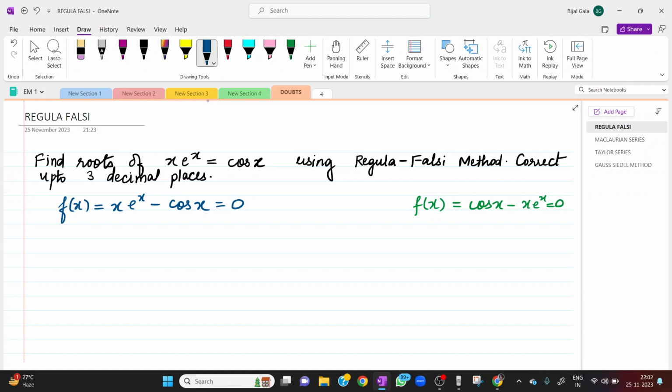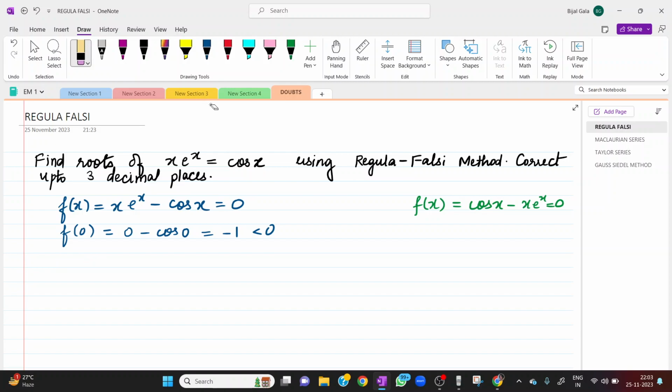Now to begin with, in the regular Falsi method, you should know the interval in which you're going to work. So you require x1, x2. To find x1, x2, you are expected to find two points at which the function takes opposite signs. That is, at one point it is positive and at the other point it should have a negative value. So let's begin with f of 0. When I start with f of 0, the first term becomes 0 and I have minus cos 0, which is negative 1. This is a negative point. I'll take f of 1.